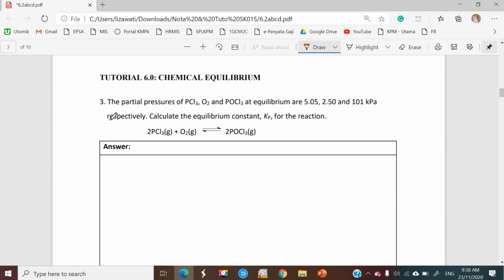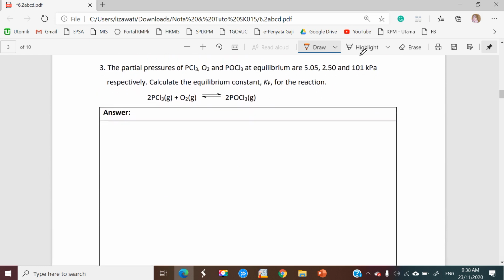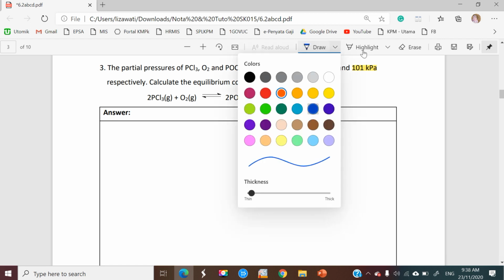Next, tutorial number 3. First, they mentioned the partial pressures of PCl3, O2 and POCl3 at equilibrium are these. Suppose the unit here is kPa. Next, calculate the equilibrium constant Kp. When I refer back to the keyword here, the important keyword already mentioned is at equilibrium, which means all the partial pressures given here are at equilibrium. So therefore, we can write the Kp expression.